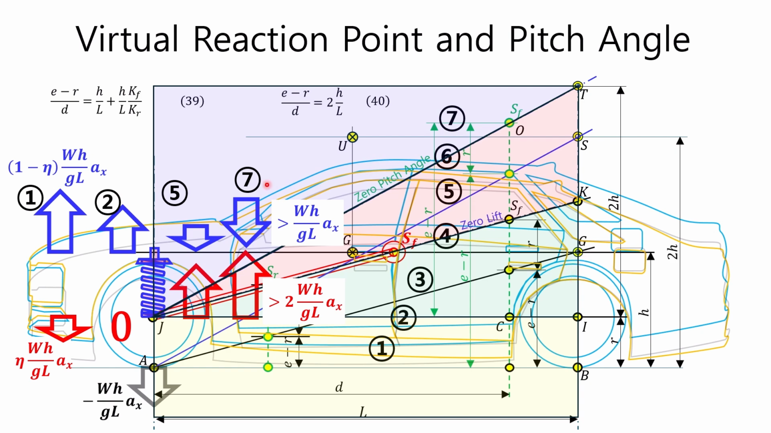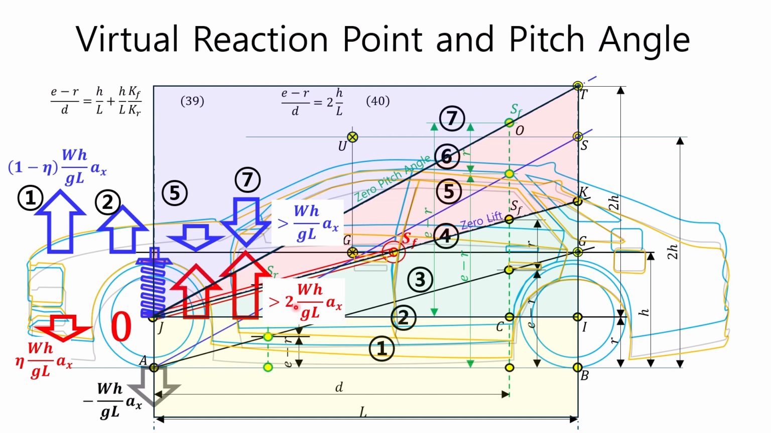Figure 7 illustrates the case where the virtual reaction point, SF, is located in the region above the line connecting points J and T. Since the front ride height decreases compared to the rear ride height, the vehicle stance is low at the front and high at the rear. A force greater than the dynamic load transfer compresses the springs, and a force more than twice the dynamic load transfer tensions the links. In this case, the eta is greater than 2.